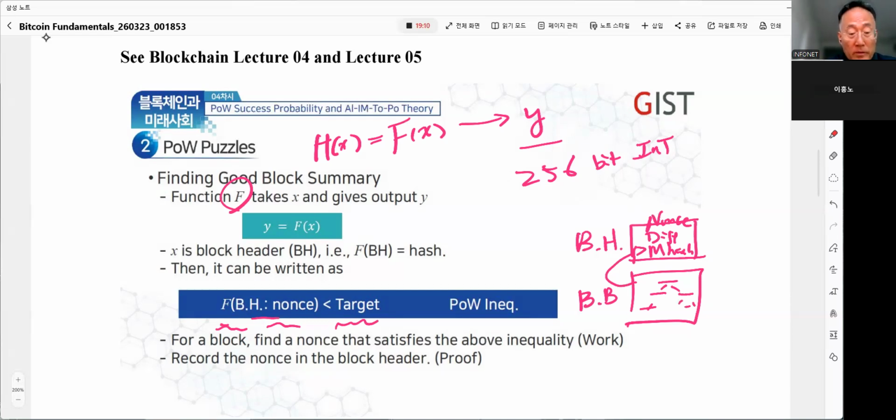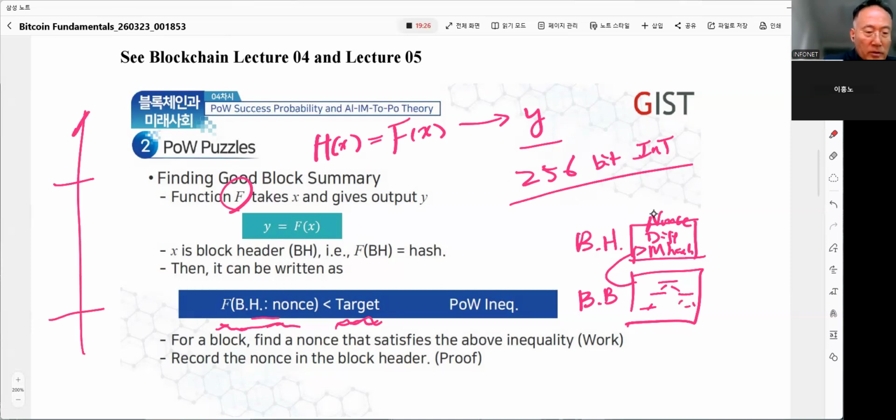And if you include this block header, the output is a hash. That hash is a 256-bit integer. You compare that with the target. All right, so here is the range of output. The largest one is this one, the smallest is 0, right? And then let's suppose there is a target. Right, so this is output smaller than the target. So we are talking about this set.